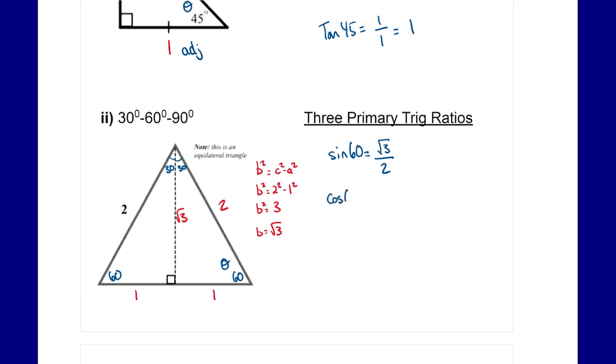For cosine of 60, so again, cosine is adjacent over hypotenuse, so 1 over 2. And tan of 60 is opposite over adjacent, or root 3 over 1, or just root 3.